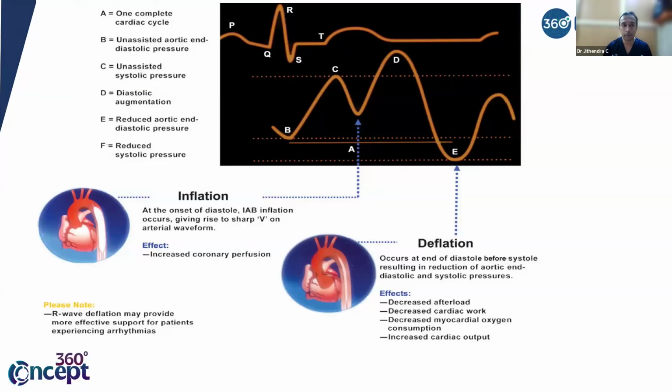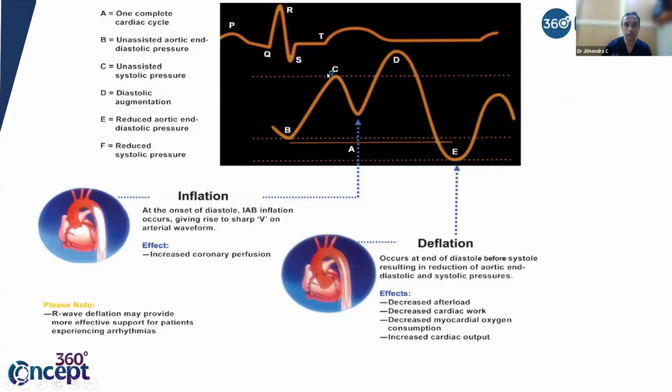B is your unassisted end diastolic pressure. Before your waveform gets supported, that is, before your balloon gets inflated, you get the previous waveform, and the base diastolic pressure is your unassisted end diastolic pressure. The subsequent one which comes at E is your assisted end diastolic pressure. After the assistance, you see that the diastolic pressure goes down. Before that, it is high. So this is the assisted end diastolic pressure, and this is the unassisted end diastolic pressure, which is a little higher.